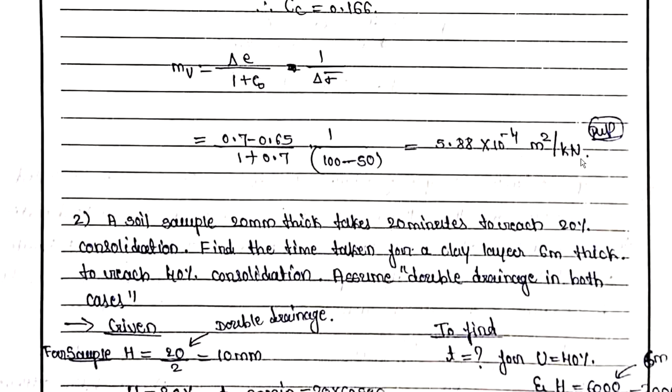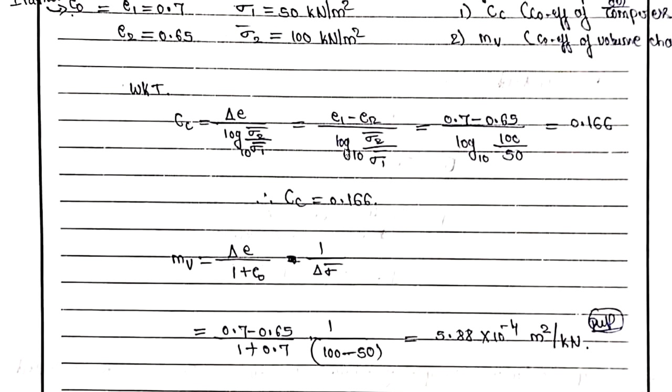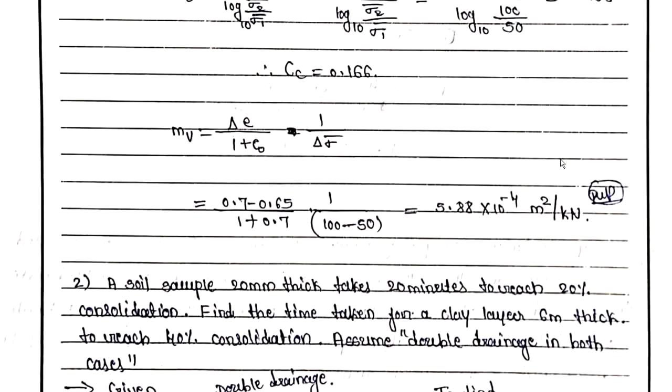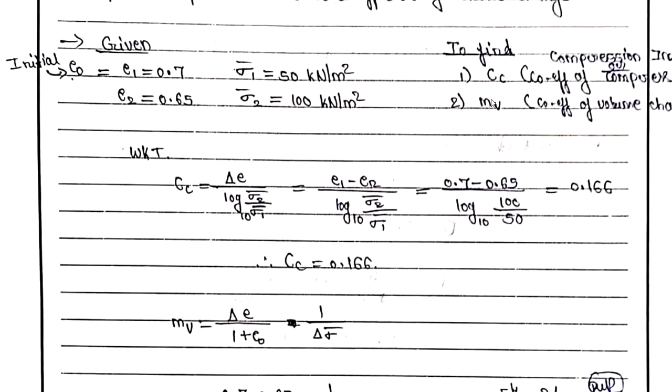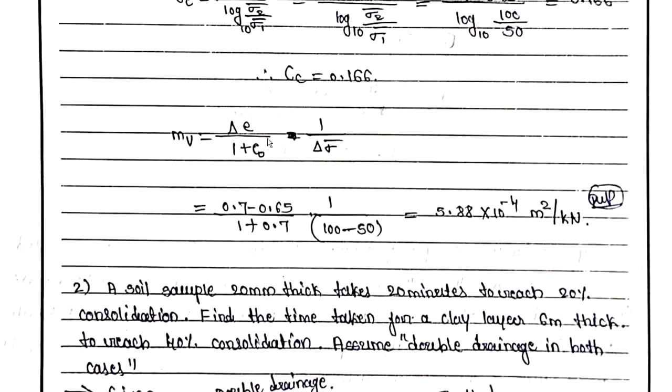This is the unit which you have to mark down. This unit is very important. So unit for coefficient of volume change is meter square per kilonewton. Remember this. So this is Cc, this is mv. So we have calculated all the things which they have asked. So I hope you have understood this problem. So we'll move further.